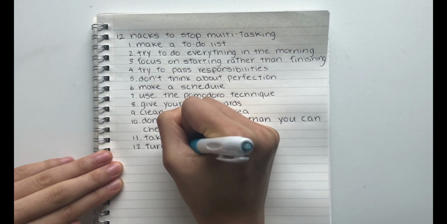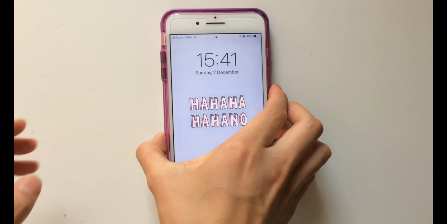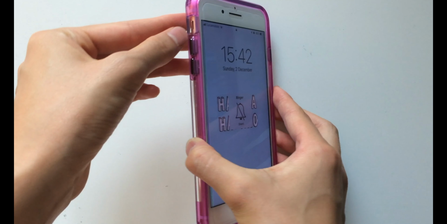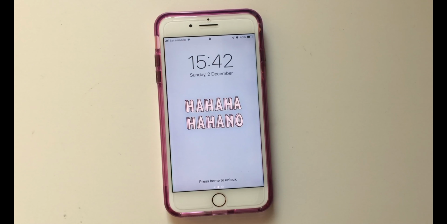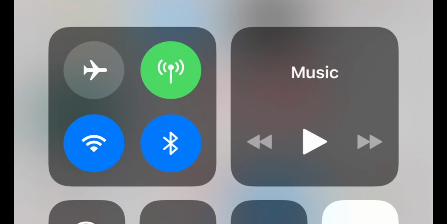The 12th hack is to turn your phone on silent. Your phone is probably one of, if not the biggest distraction, so try to always have your phone on silent or airplane mode turned on.